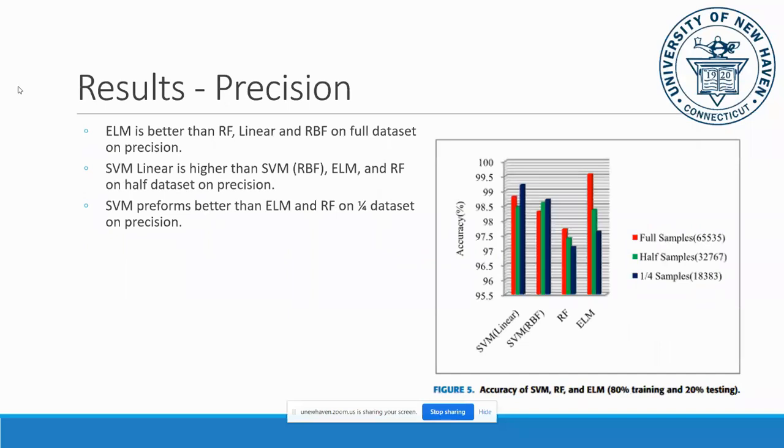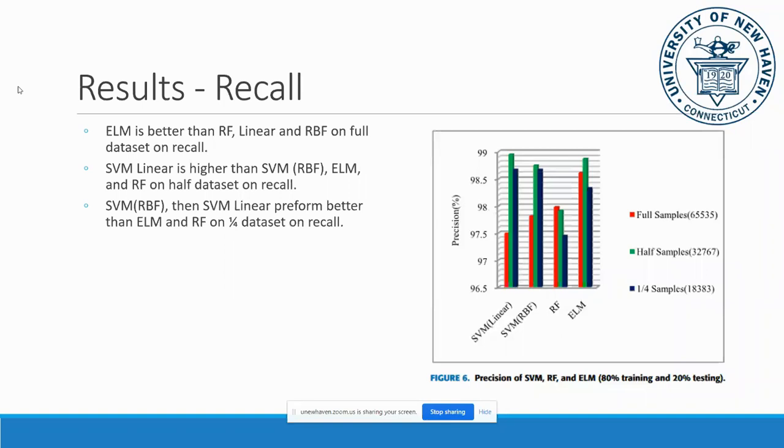So what kind of results did they get? For precision, as you can guess, ELM did a lot better than all the previous other models on the full dataset. SVM in general, both the linear and the kernel RBF, did better on the half and the quarter datasets. For recall, it's pretty much the same kind of results. ELM does better on the whole dataset. SVM, linear, and RBF do better on smaller datasets.